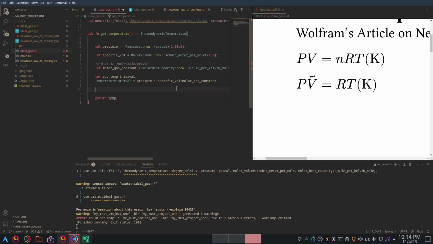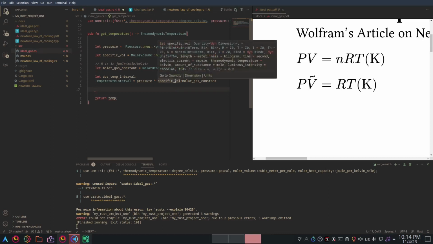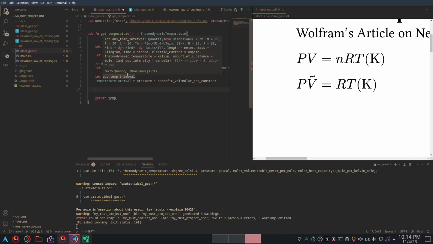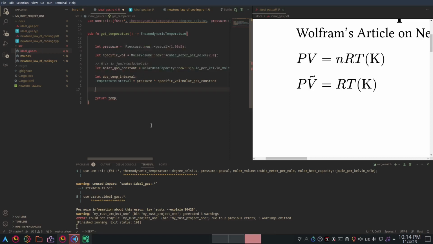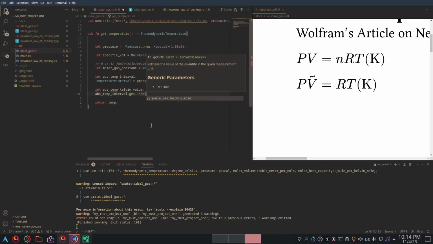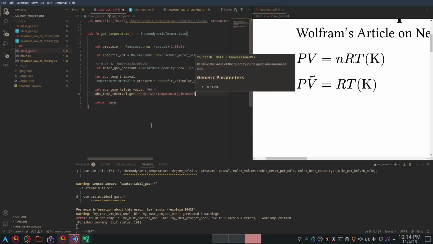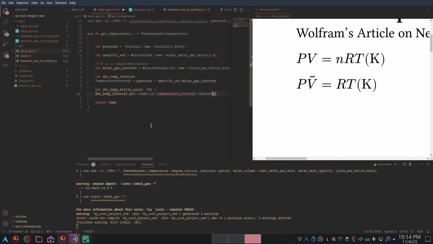But for now, the way we work around this is just, well, since PV is an energy unit and R is a molar gas constant, this absolute temperature interval will actually be the interval counting from absolute zero. Okay, it will be counting from absolute zero. So this absolute temperature interval is in Kelvin. Let abs temp Kelvin value, so this is a float64 value. All right, absolute temperature interval get Kelvin, or temperature interval Kelvin. So this is starting from 0.